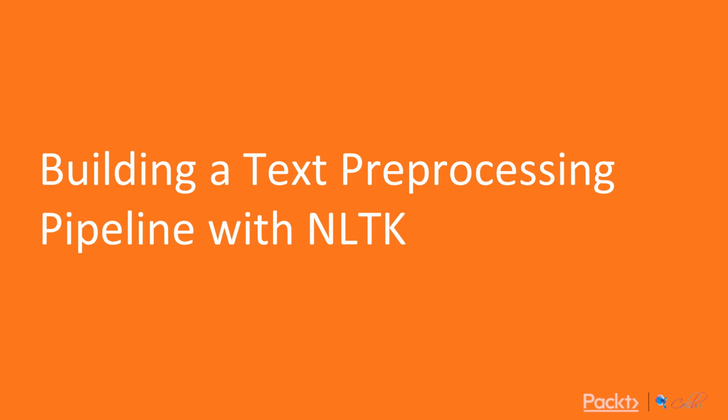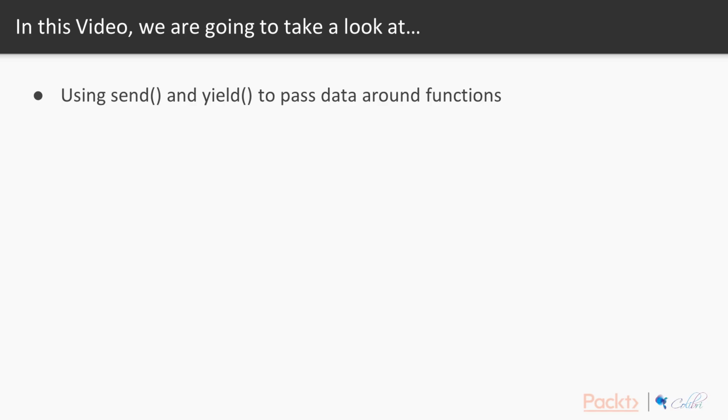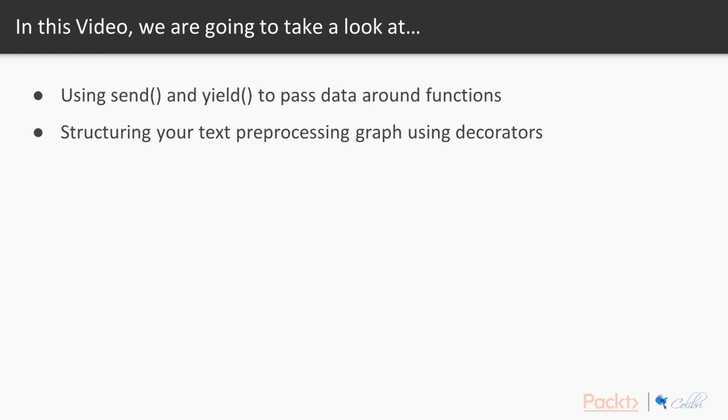In this video, we're going to focus on how we can build a text preprocessing pipeline with NLTK. I'm going to introduce this pipeline with two steps. Number one, use send and yield to pass data around functions. Number two, structure your text preprocessing graph using decorators. So why are we talking about pipelines again? I thought we solved this last section with the scikit-learn pipeline function.